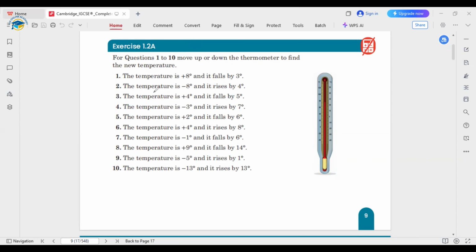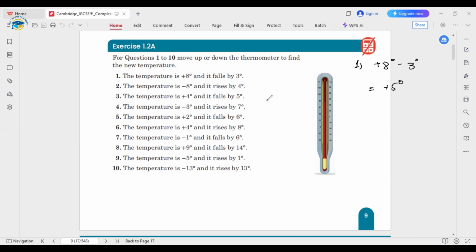Okay, so what they are saying is that the temperature is plus 8 degrees, and it falls by 3 degrees. So for the first one, if the temperature is falling, we need to subtract it. So that will be plus 5 degrees. Here you will show the sign as well, because we are dealing with negative numbers and positive numbers, so we need to show how the number is rising or falling.